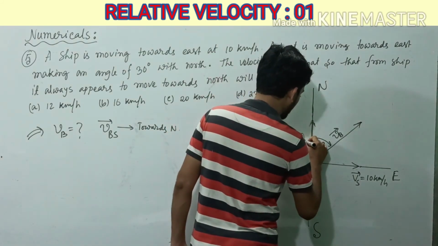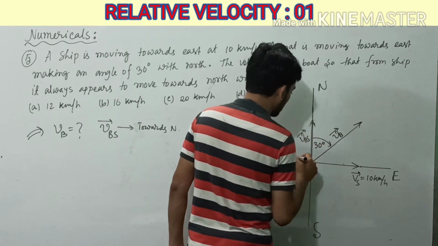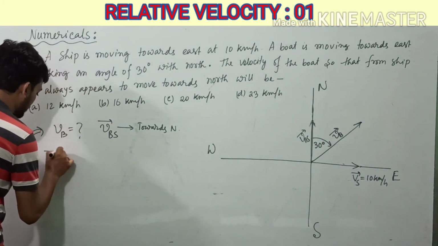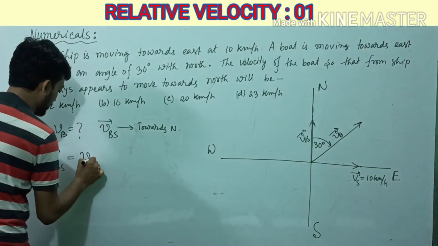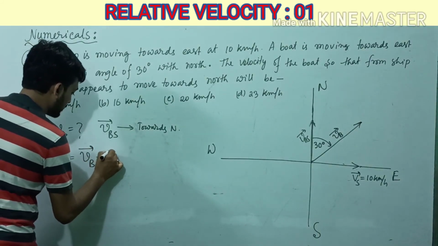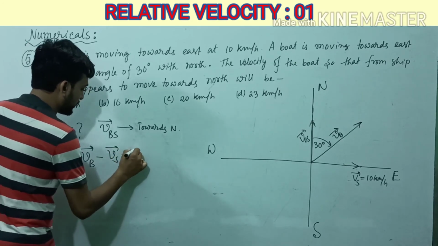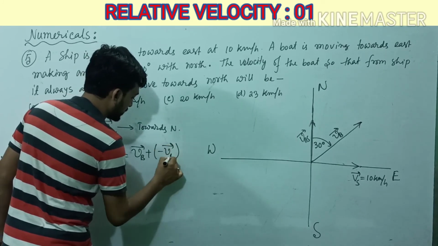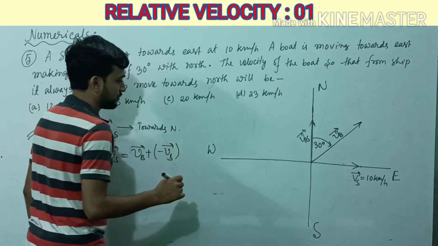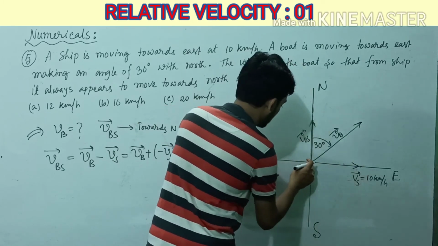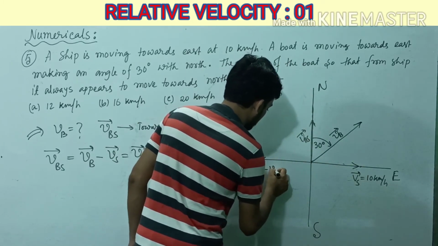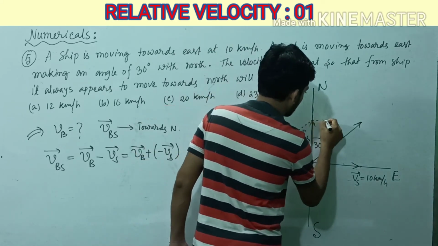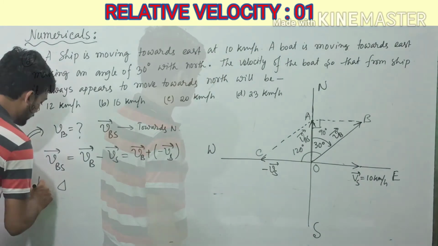So this one I am writing VBS. Okay, so by definition we can write VBS, velocity of boat with respect to ship, will be equal to VB minus VS, which is VB plus minus VS. So we need to identify minus VS first. This will be minus VS. After that we have to complete this parallelogram.